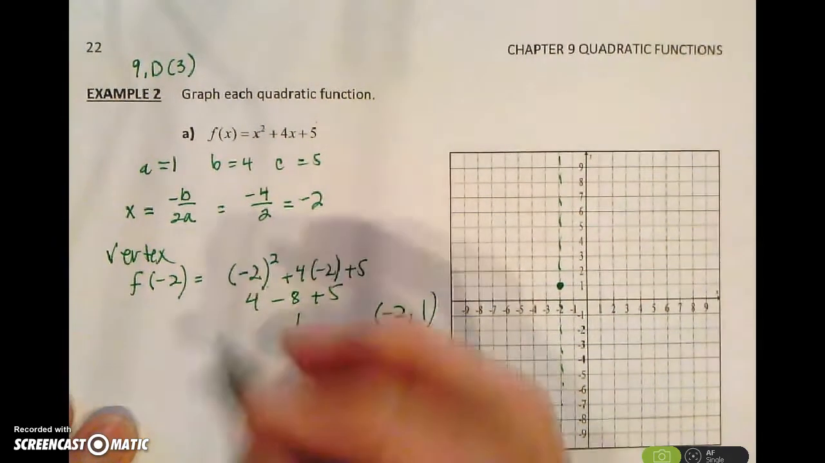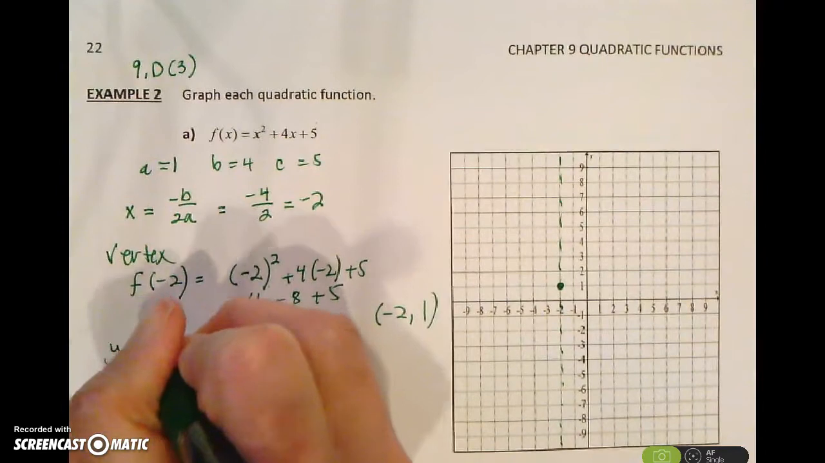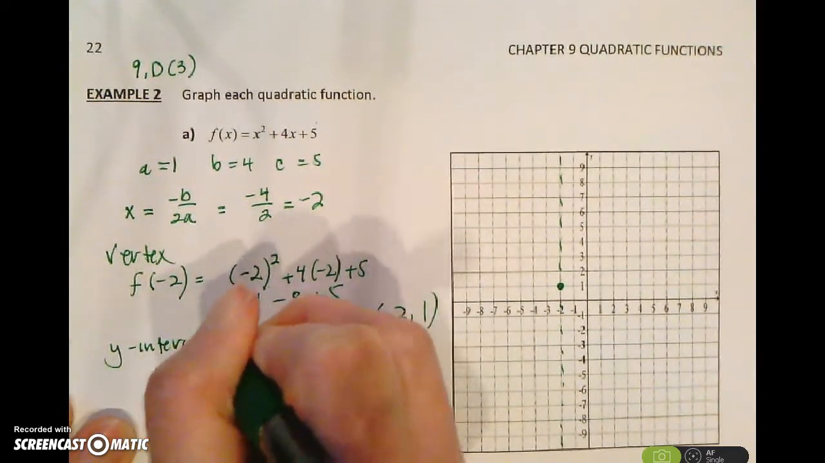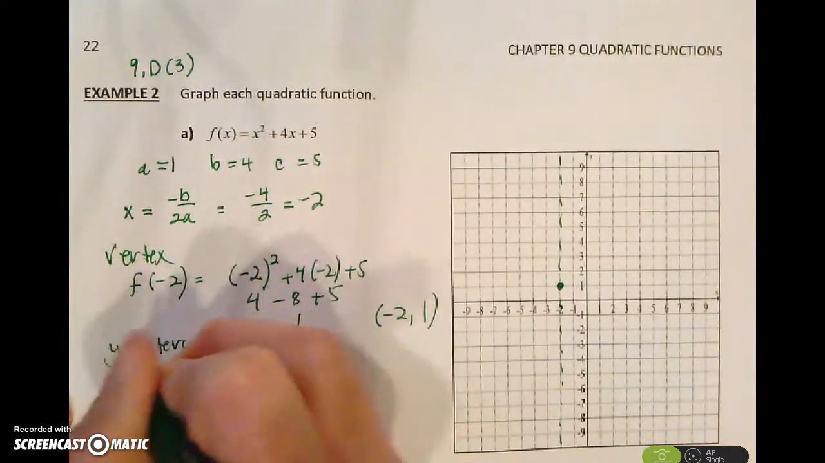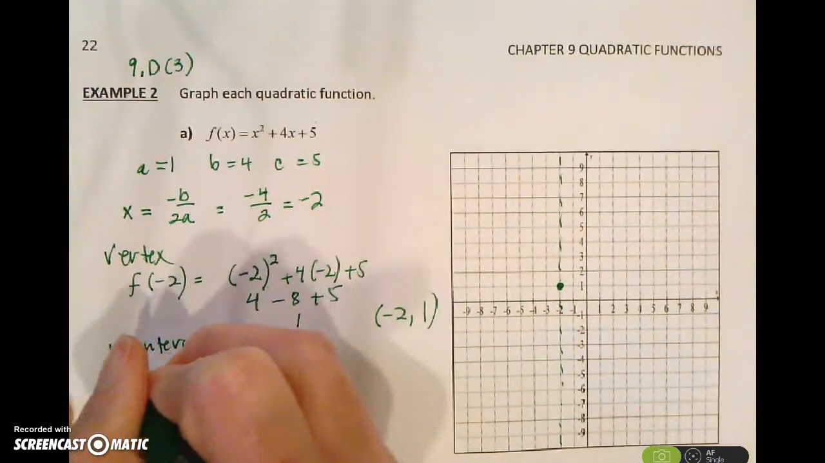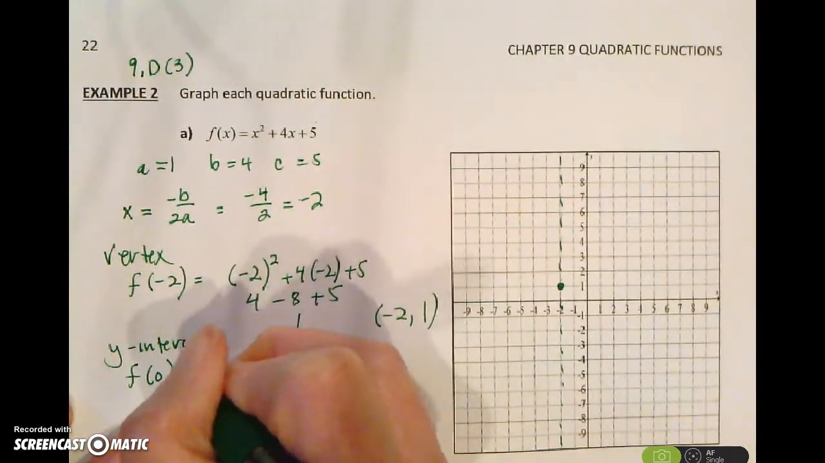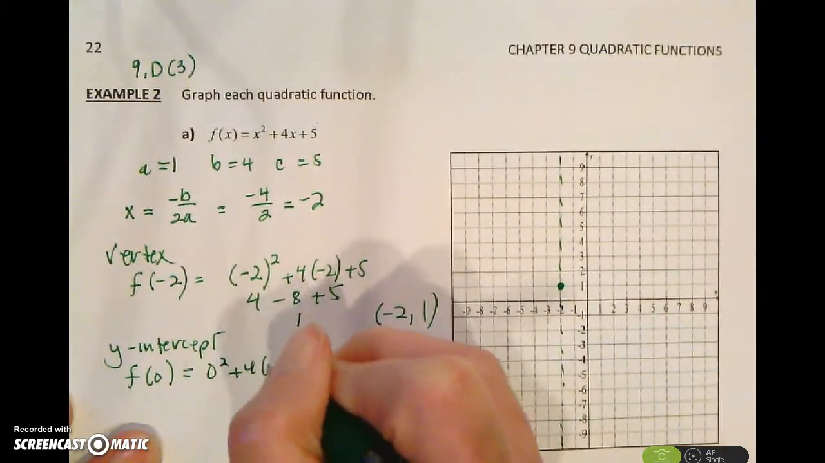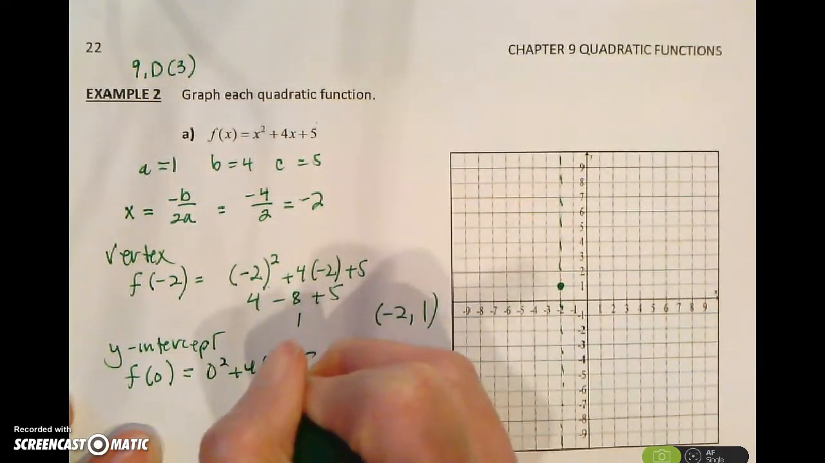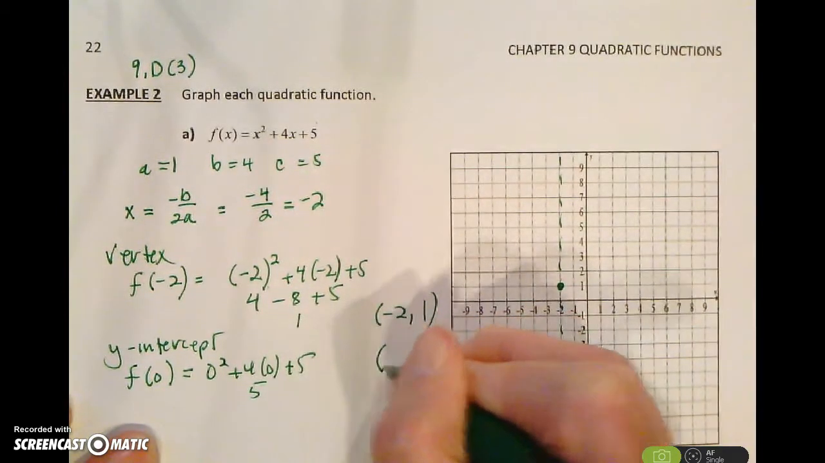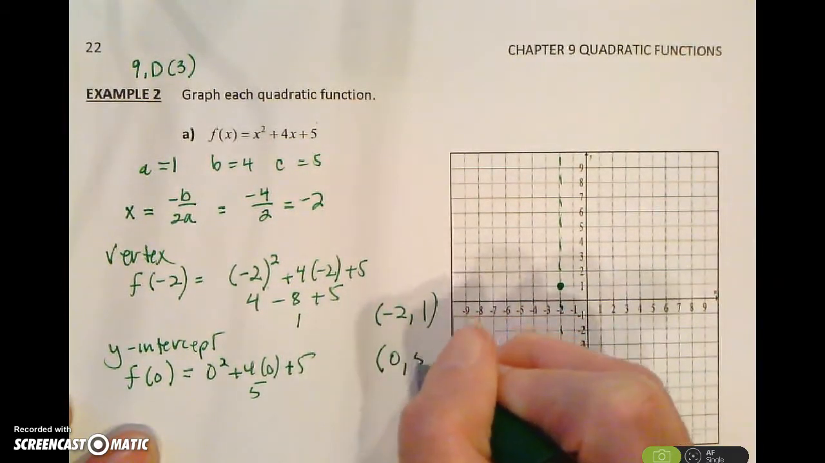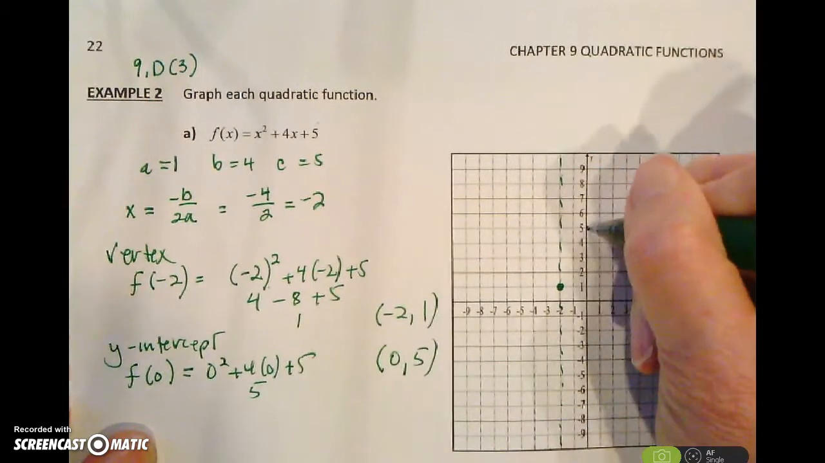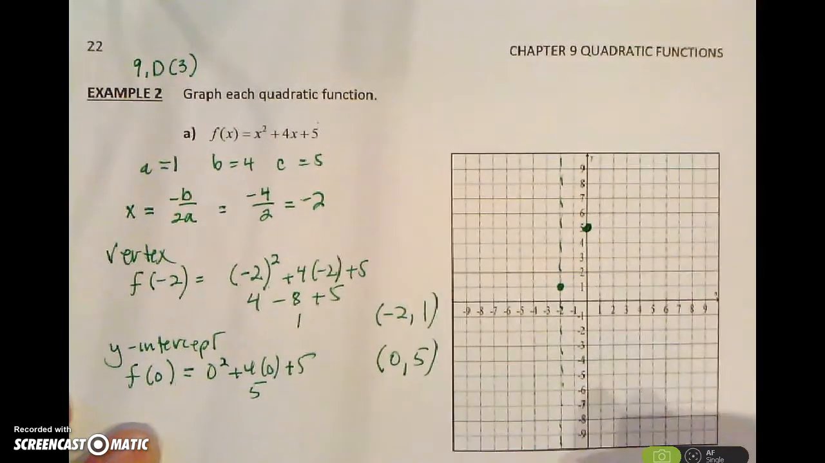We're going to use the y-intercept to find a second point. So we'll let x be 0 and find out what f of 0 is. So that's going to be 0 squared plus 4 times 0 plus 5, and that's going to be 5. So our y-intercept will be 0, 5, and we'll mark that right here.